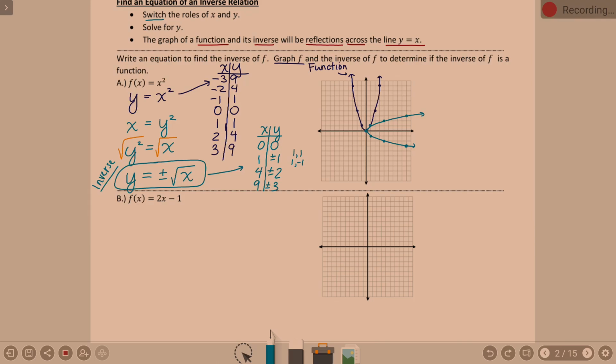Or, what do you notice here? The x value 1 pairs with what? Positive 1 and negative 1. So that x value of 1 pairs with more than one y value. So for both of those reasons, this is not a function.